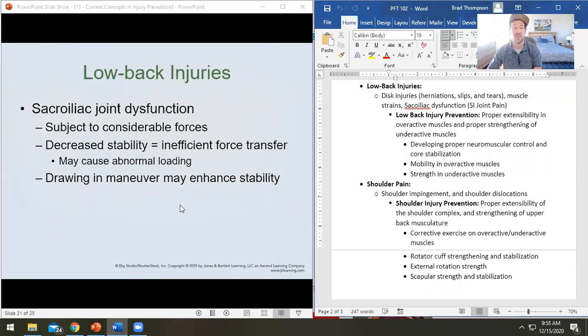So that often comes from decreased stability as well. One of the best ways to enhance that stability is simply to learn the drawing-in maneuver. Just suck that belly button in towards your spine, and that creates a little bit of stability, and has a huge positive effect on sacroiliac dysfunction.